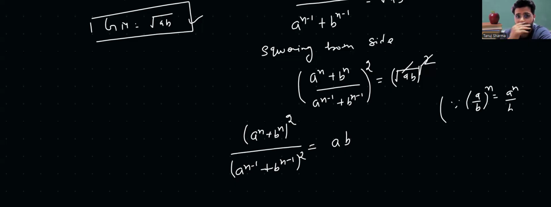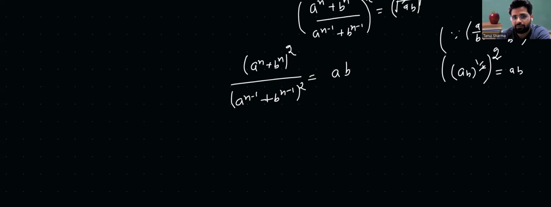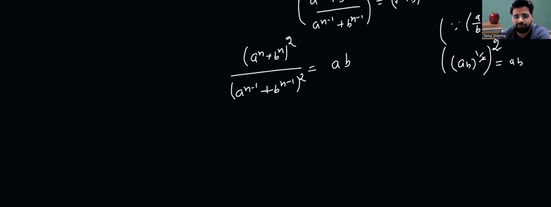And why does the square root disappear? We know that root of ab is written as (ab) raised to power half, and the 2 and the 2 are cancelled out by using the exponent rule. So this is the simplified form we have got. Now we have to find the value of n using this relation.